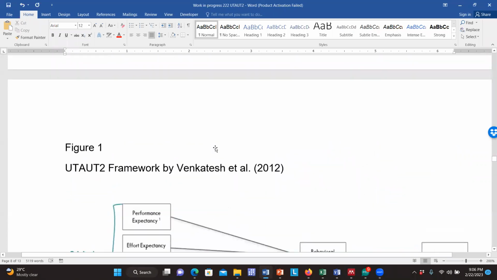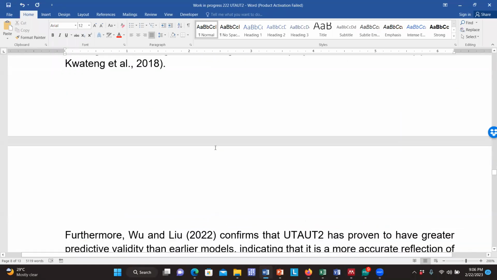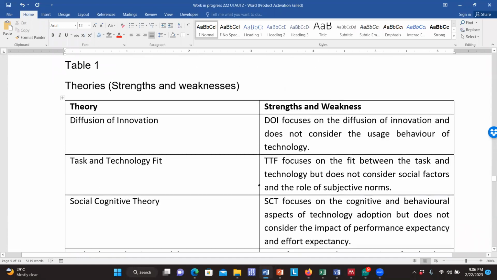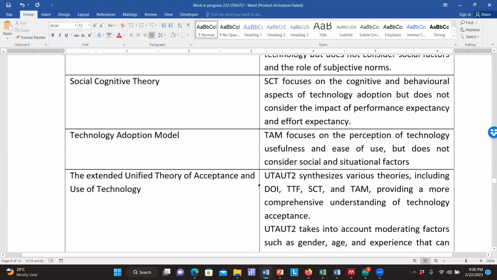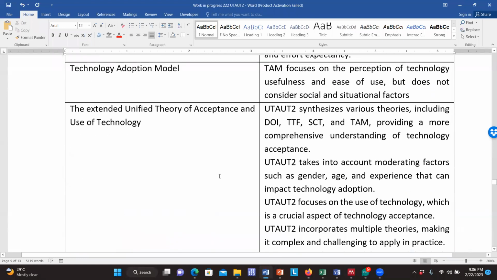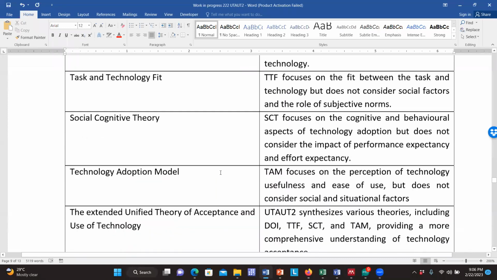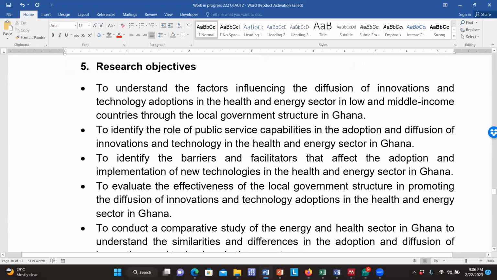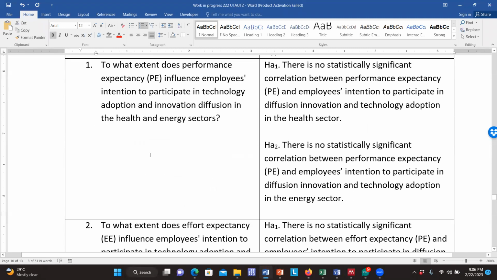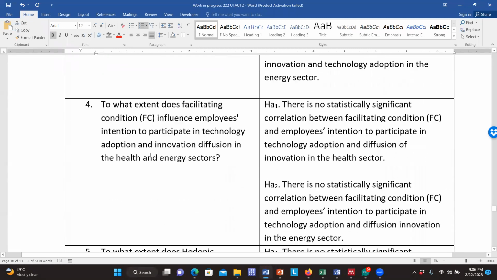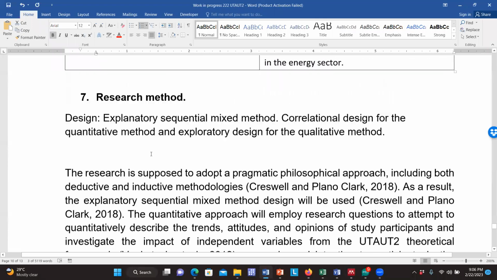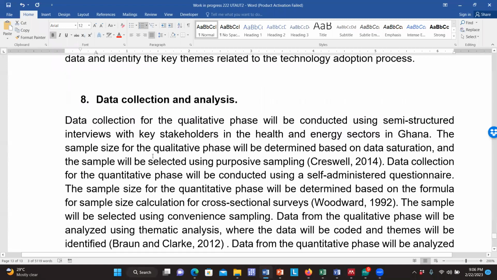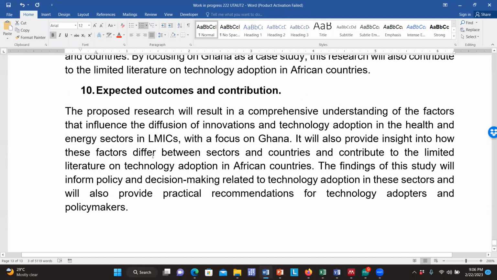Cynthia, you see the same UTAUT2 you are using is being used here. And I like the bit where you look at the strengths and weaknesses of theories. Cynthia, you can also adapt this, the strengths and weaknesses of different theories, just to buttress the fact that this thing works. We've talked about the research objectives, the questions and the hypothesis, so we are good to go. The research methodology, we've also talked about it.